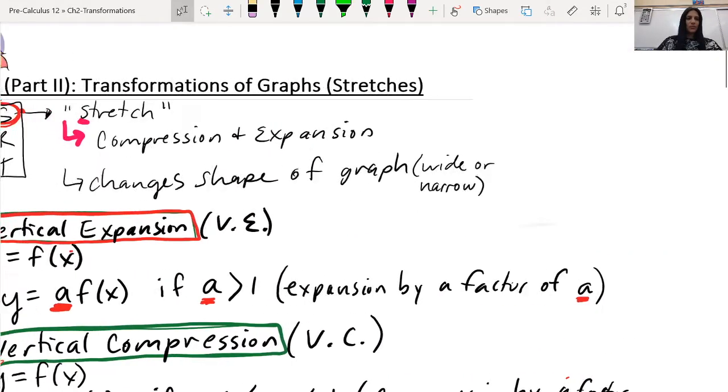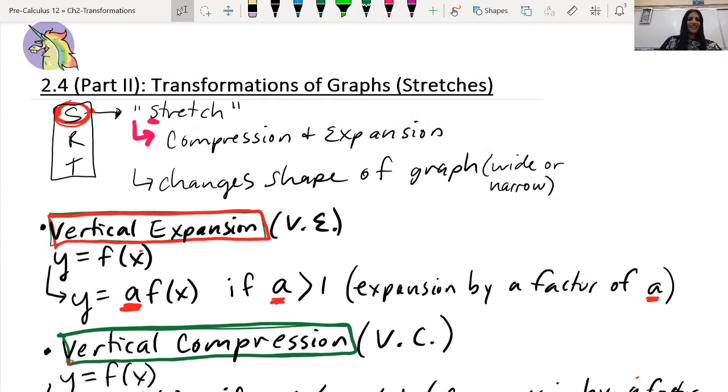Okay, so we're now doing, do you like the unicorn?